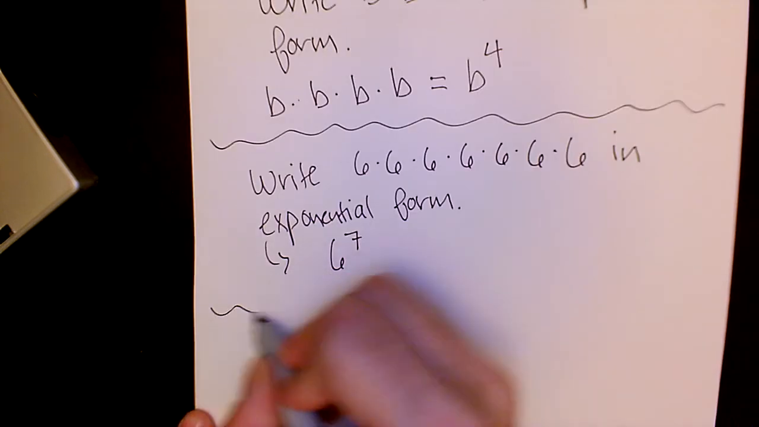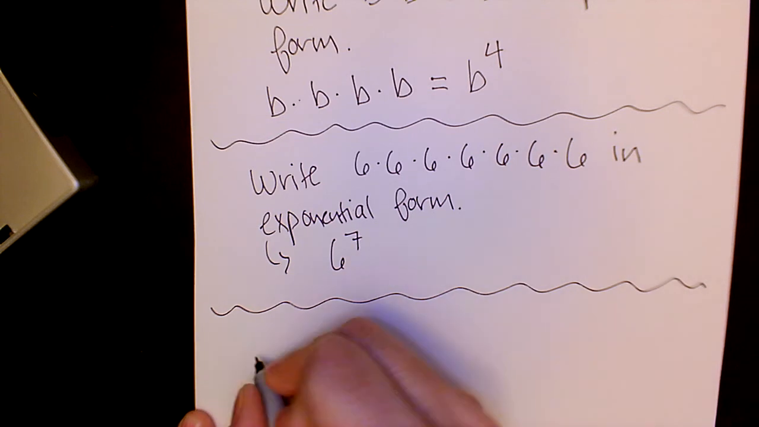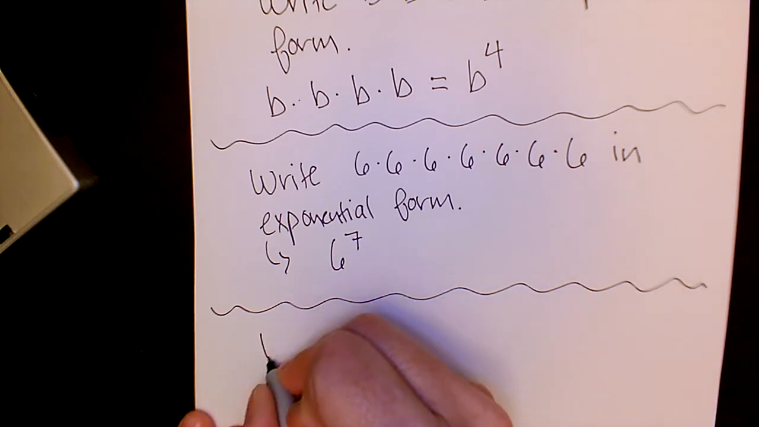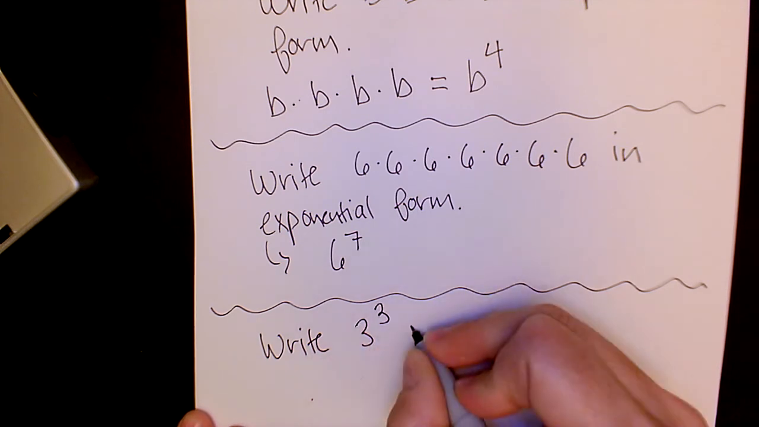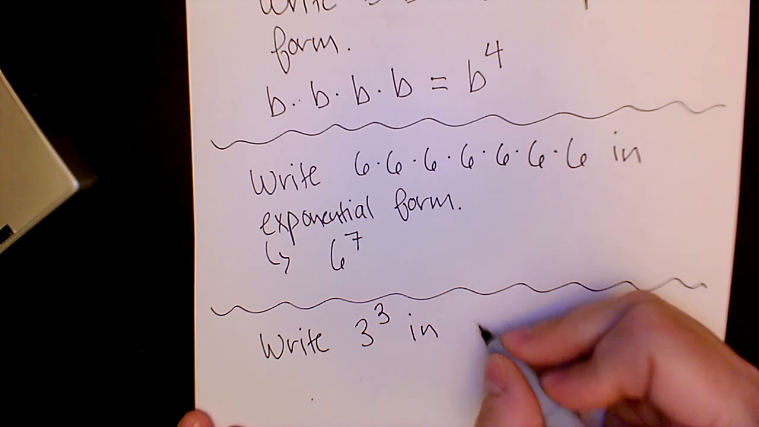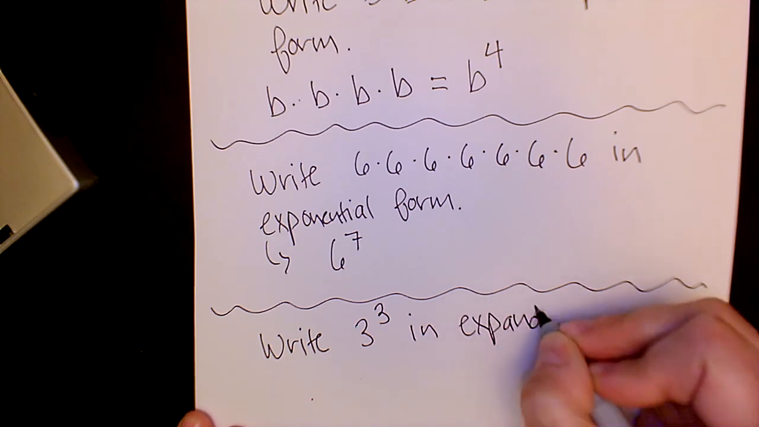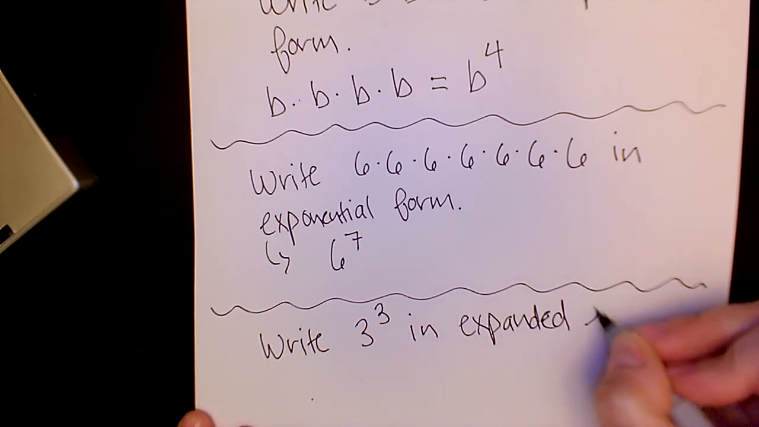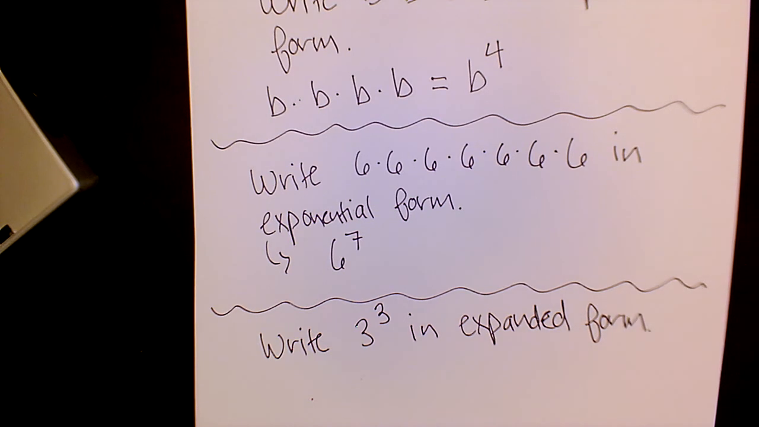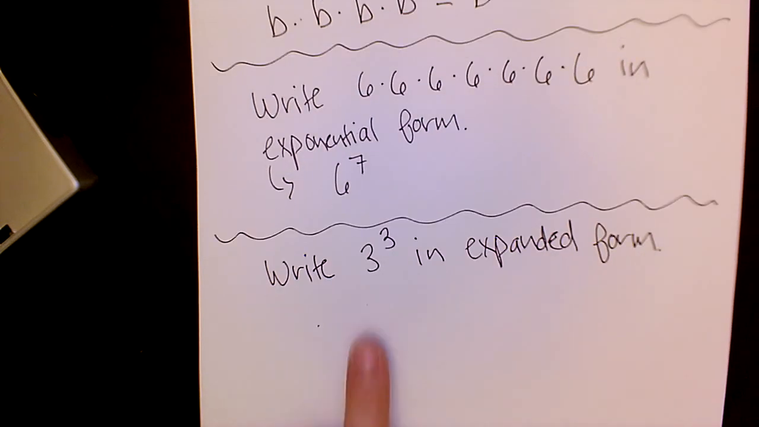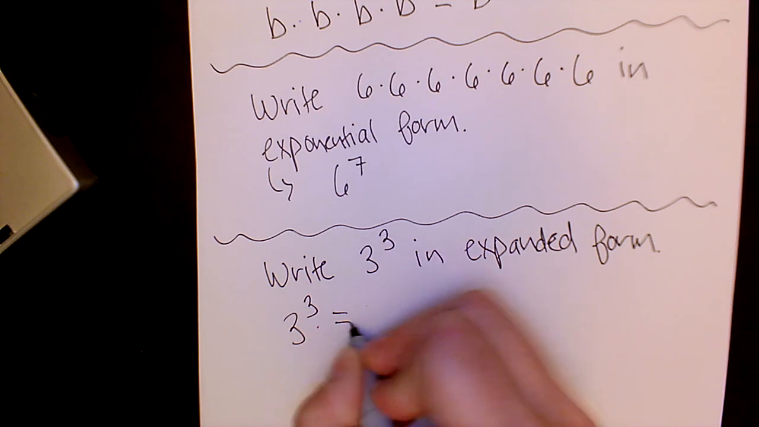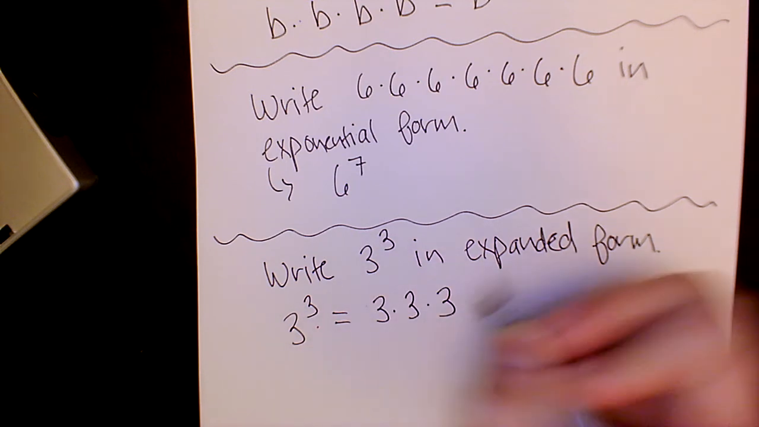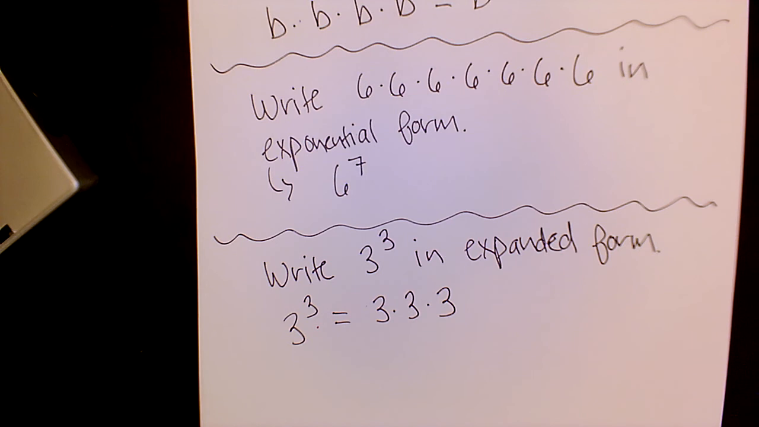Now we can go backward, and we can give something in exponential form. So that's 3 to the 3rd power. How do I write that in expanded form? Well, we're just going backwards. So we know we're multiplying 3's. Well, how many times? 3 times. So in expanded form, this is just 3 times 3 times 3.